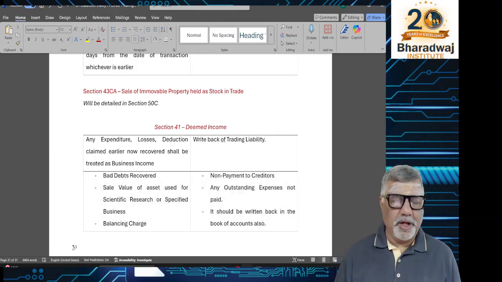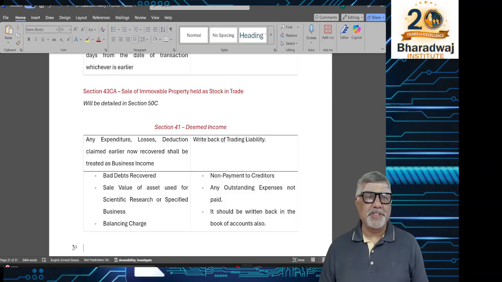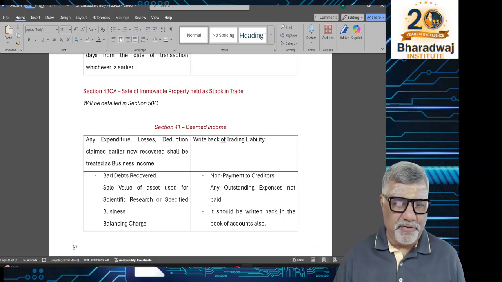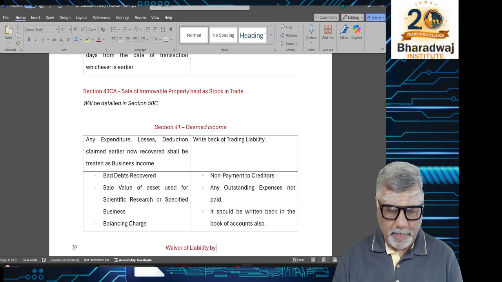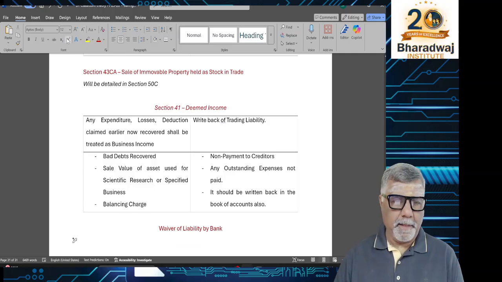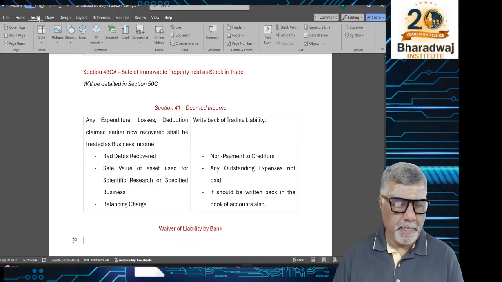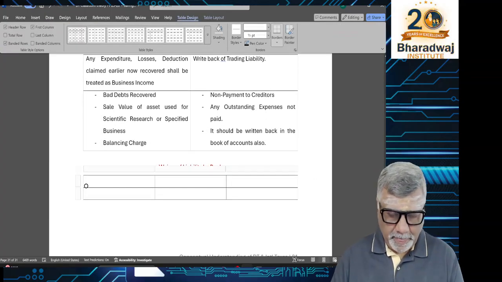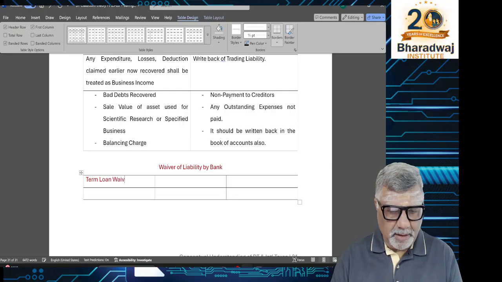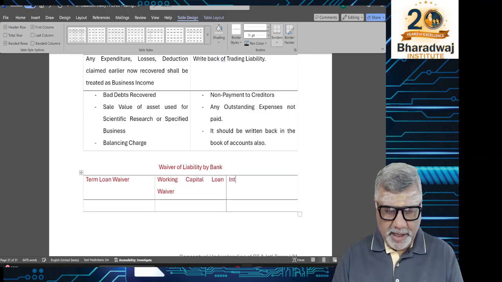In this, one of the interesting discussions is waiver of liability by the bank. Okay, waiver of liability by bank, three following branches. Term loan waiver, working capital loan waiver, interest waiver.